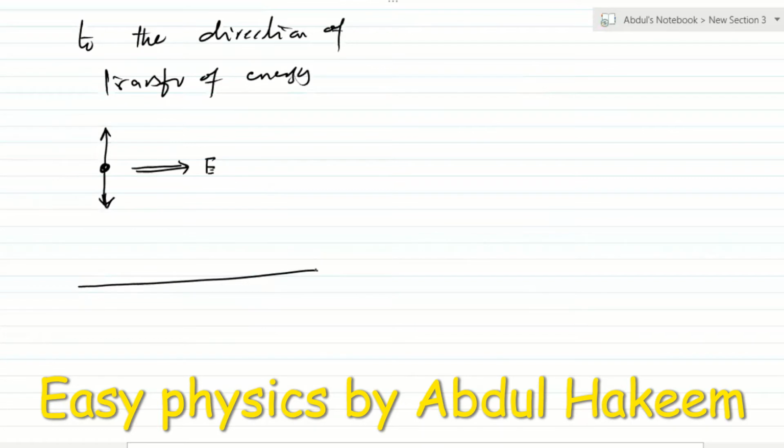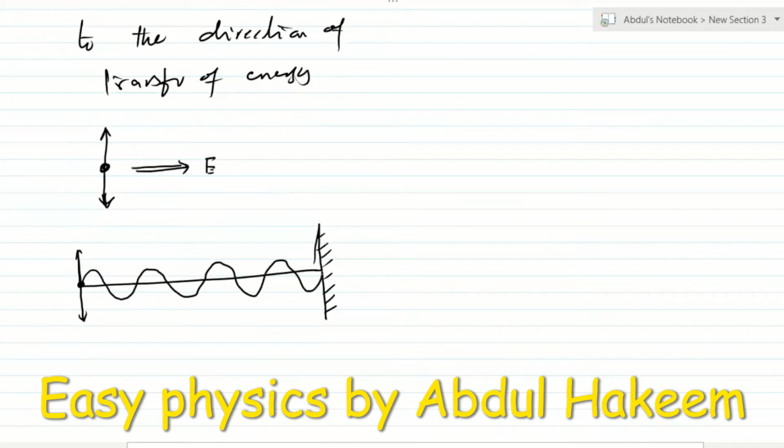For example, a rope. It is fixed with wall. When this end is moved up and down, this disturbance is traveling horizontally. So energy is going in this direction and the vibration perpendicular. So this is the example of the transverse wave.